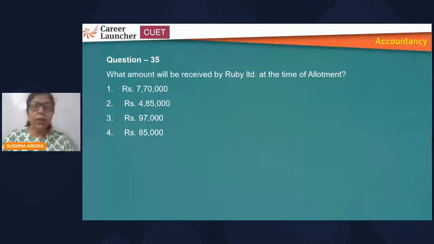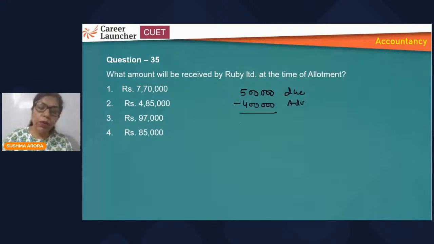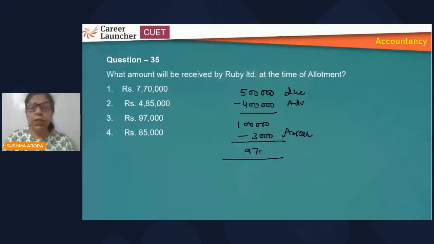See, I am going to give you easy. 5 lakh rupees company received at the time of allotment. Already they have 4 lakh rupees. This is due amount. This is already advance. So 1 lakh rupees remaining. Now 3,000 rupees is arrear. So now how much amount company is going to receive? This is the easiest way, my dear children. 97,000 rupees. So your answer will be 97.